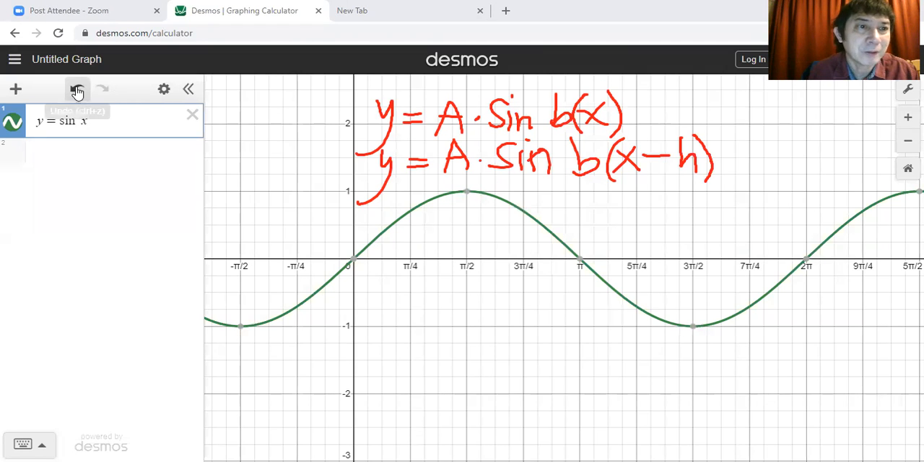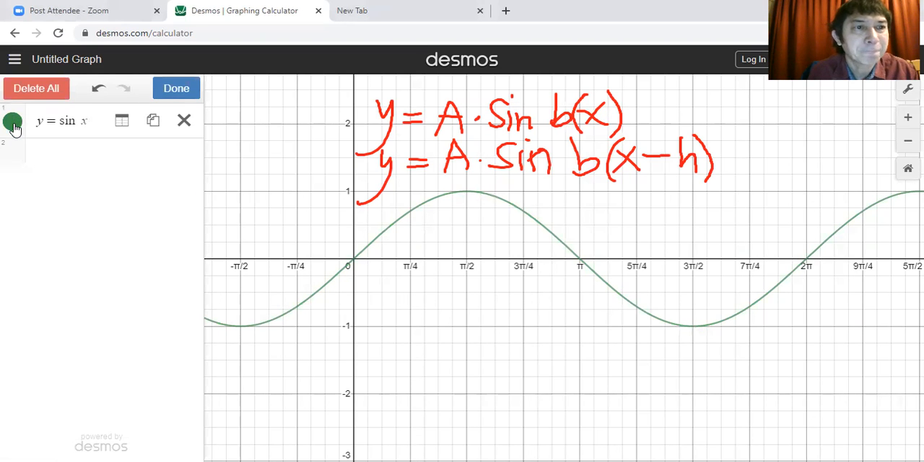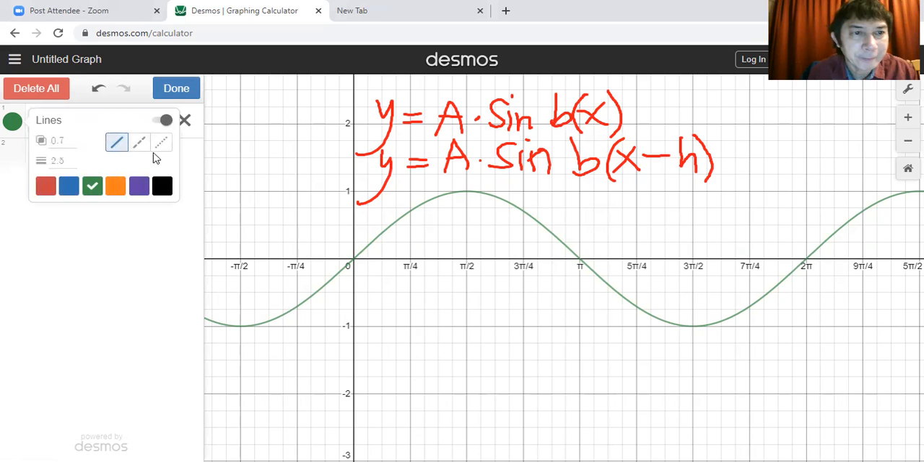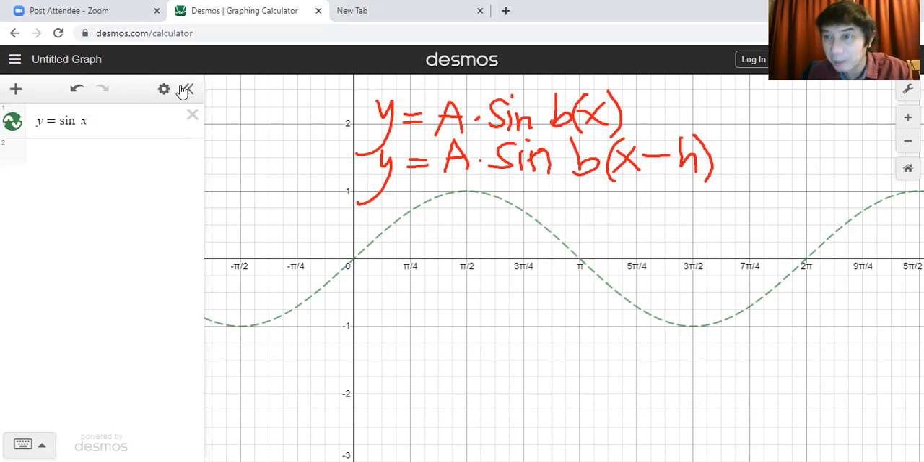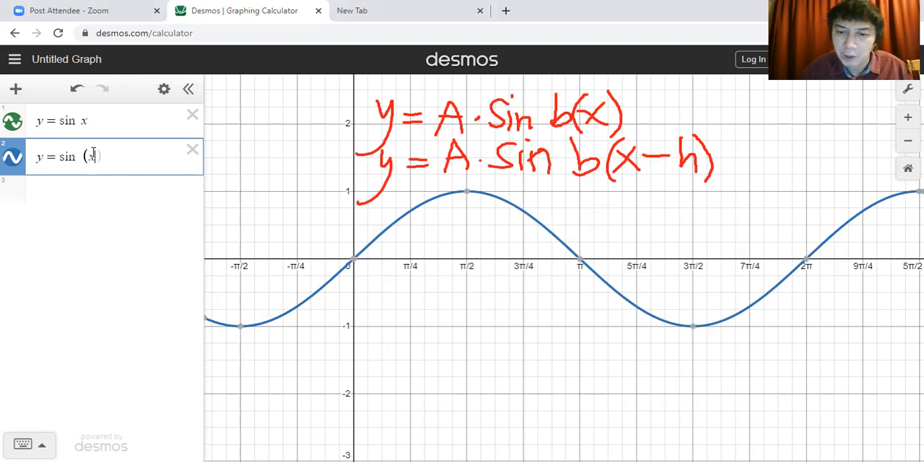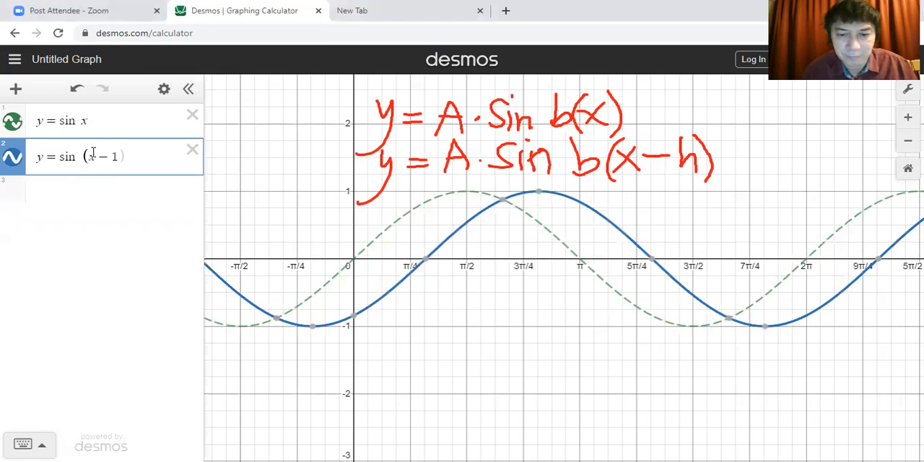So let's say we are going to change this to something else. Say let's transform this to a hidden line like this. All right, you can see it's a hidden line, to distinguish it from our next graph, and then we shall try another. Say y is equal to sine, and then we shall subtract something from the x. Say minus 1. There. You now have two graphs on screen.